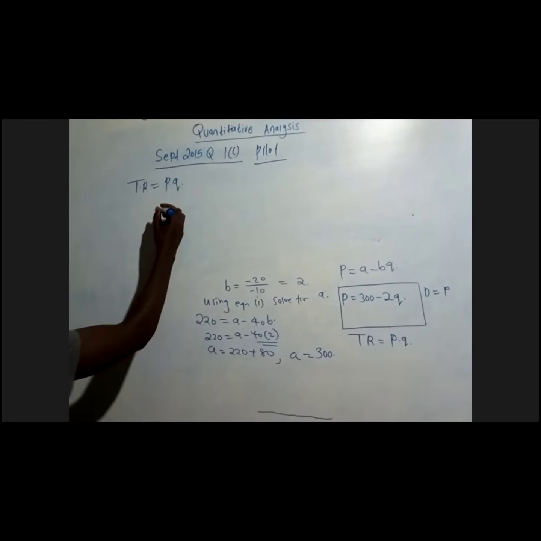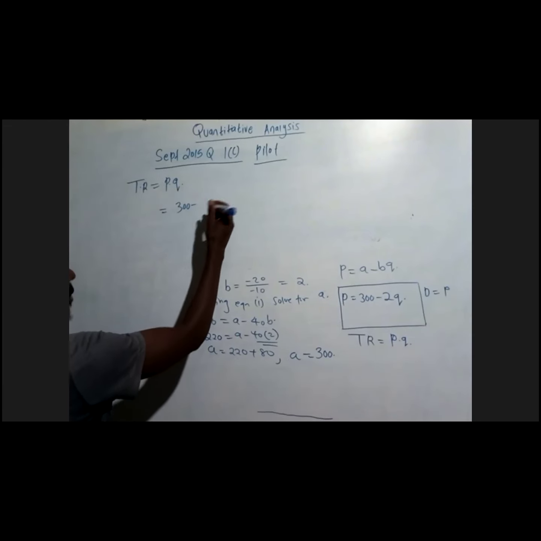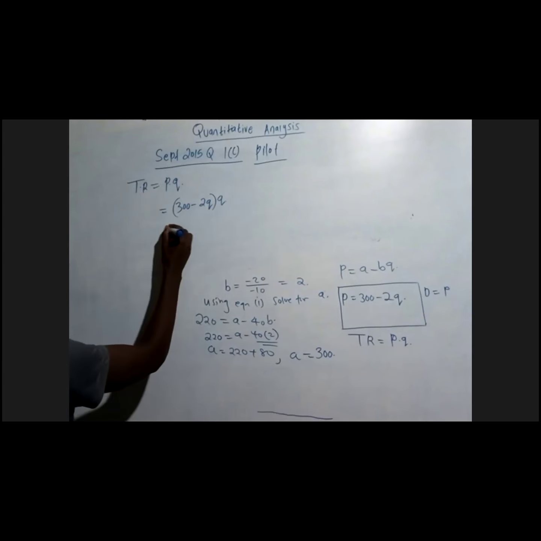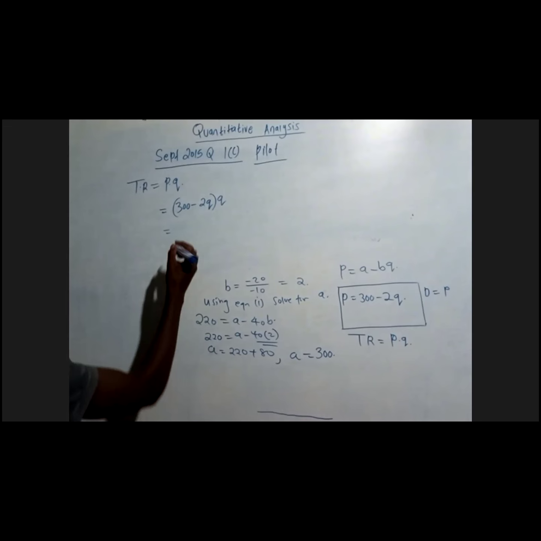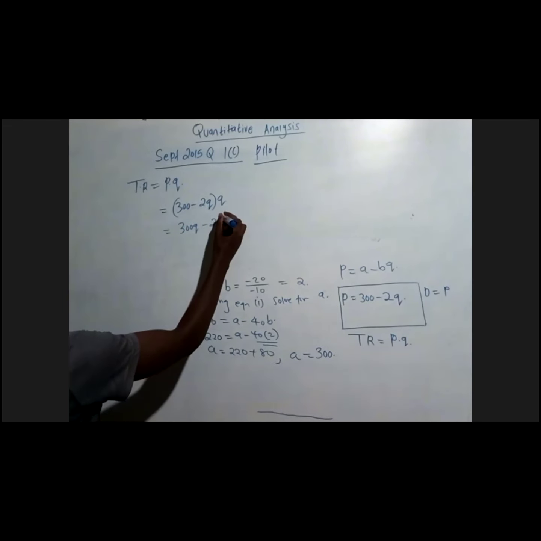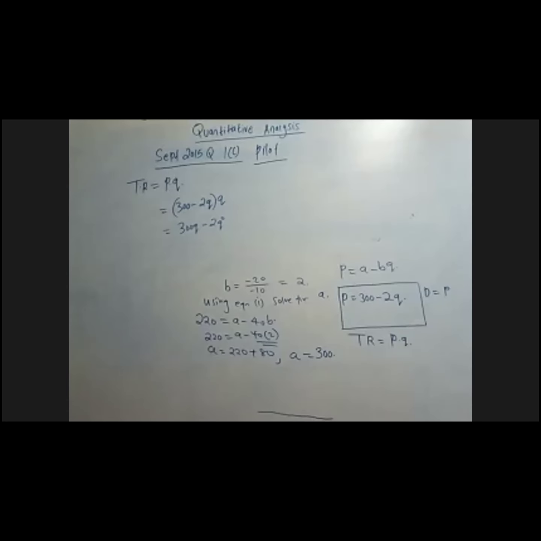So total revenue equals P times Q. And our P is here. Our P is 300 minus 2Q, then multiply with the Q. So meaning our revenue will be equal to 300Q minus 2Q squared. That is our total revenue.